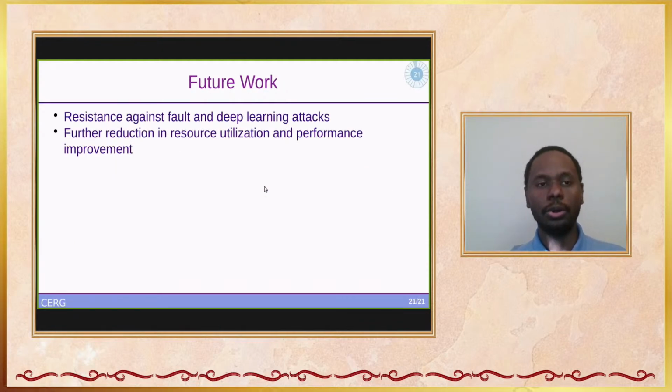So for future work, we suggest focusing on fault attacks and deep learning based attacks, and also further reduction in resource utilization and performance improvements can be achieved.